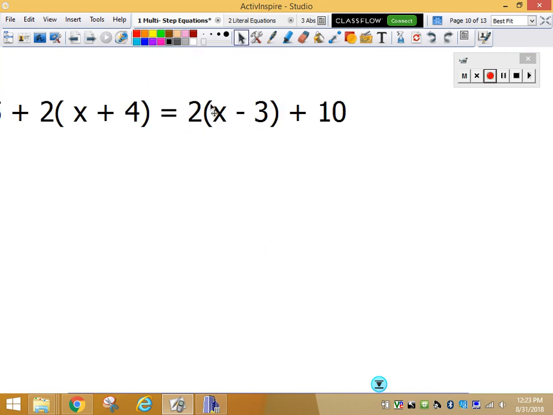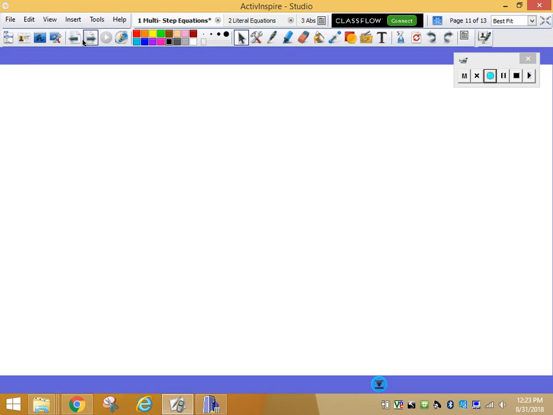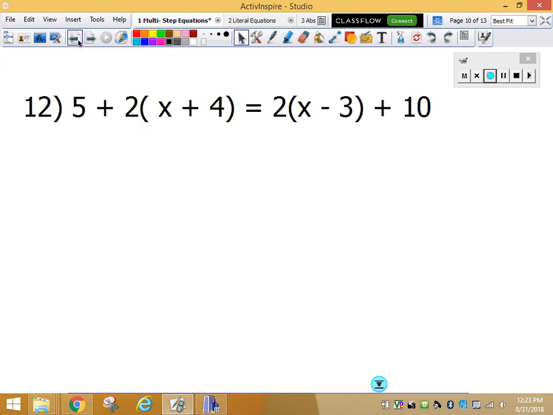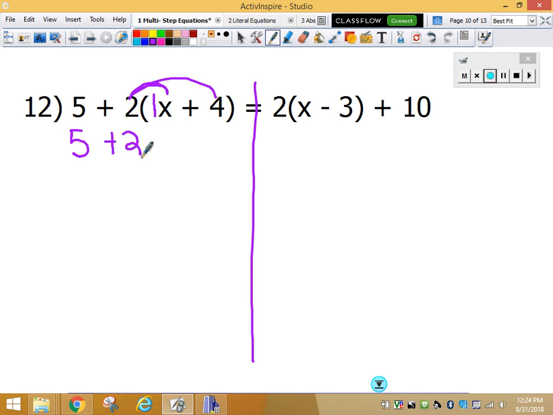Let's do example 12. I think, yep, last one. All right, here we go. So on the left-hand side, I'm going to bring this 5 down. I'm going to distribute this 2 here and here, and give that x a 1. So 2 times 1 is a positive 2x. 2 times 4 is a positive 8. So take a look at that left side, make sure we're good.